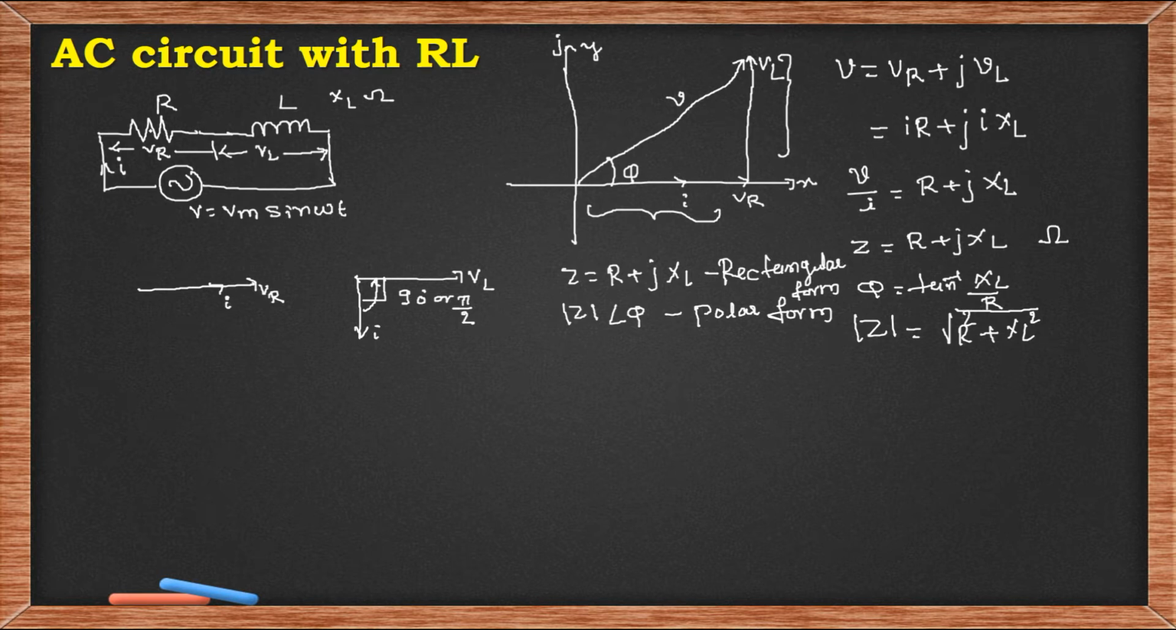Now let us consider voltage as a reference in this case. If voltage is the reference, then the current lags by pi degree. So we'll consider the same thing as an equation.